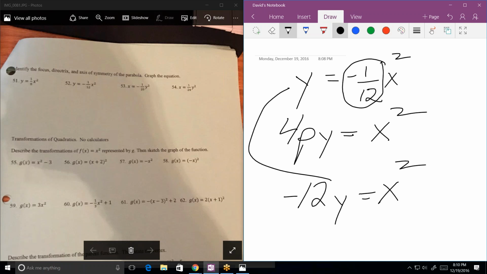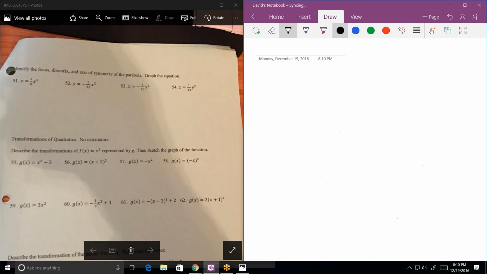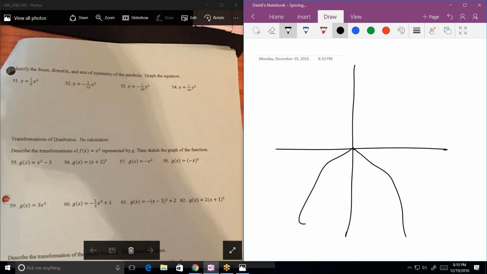Minus 12 is equal to 4p. Good. P is equal to minus 3. And we also know p is negative because we have a parabola that opens down. So to get from the vertex, I go down 3. There's the focus at (0, -3).